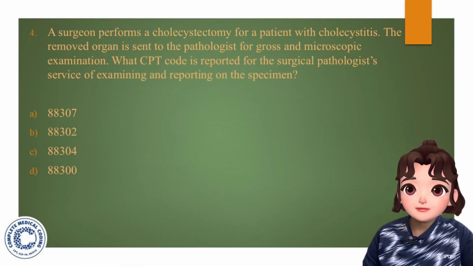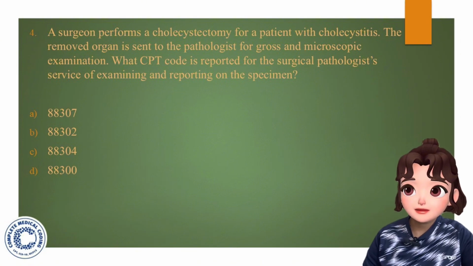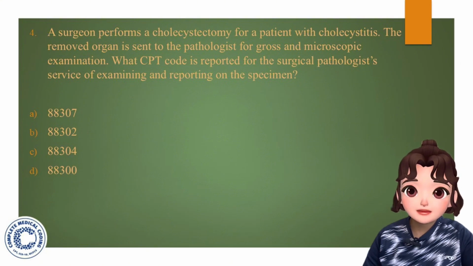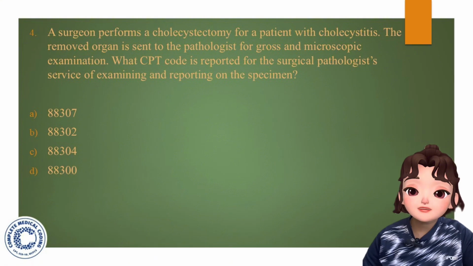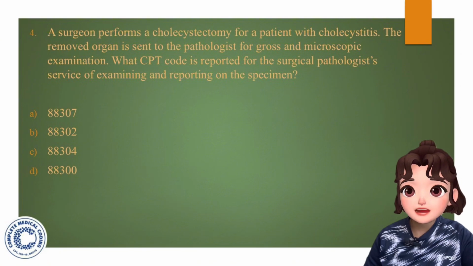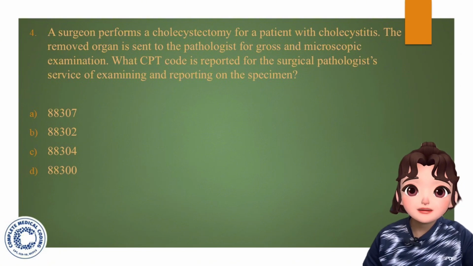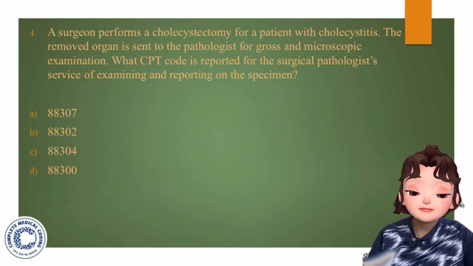Now, fourth question. A surgeon performs a cholecystectomy for a patient with cholecystitis. The removed organ is sent to the pathologist for gross and microscopic examination. What CPT code is reported for the surgical pathologist service of examining and reporting on the specimen? So here we have to code for the surgical pathology, right? Surgical pathology, gross and microscopic examination. These are the codes given. Let's look into the codes one by one.